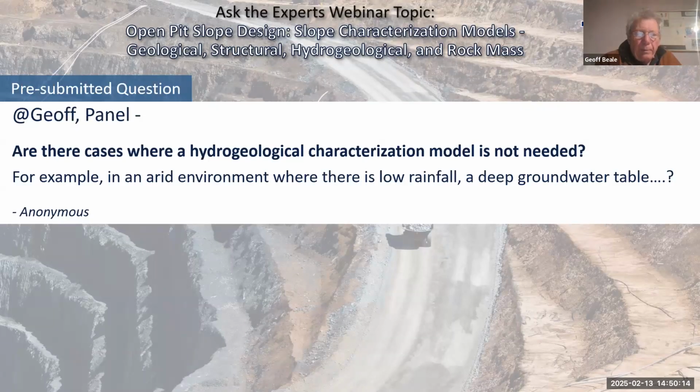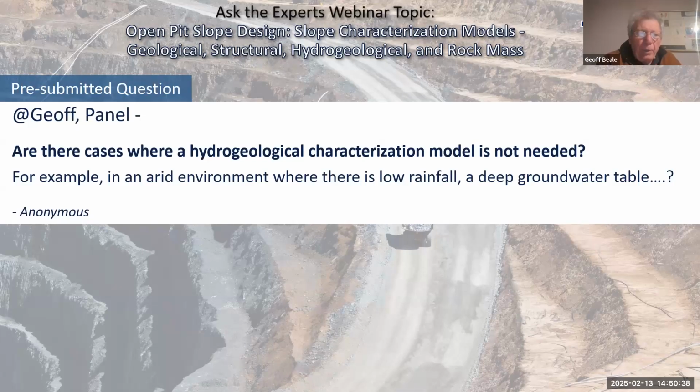And many of the big mines in Chile spend an awful lot of time and effort and money characterizing hydrogeology purely because of leaking mine facilities. And then another example would be, for instance, in the Sahara Desert, where there's a number of mines in extremely dry environments.